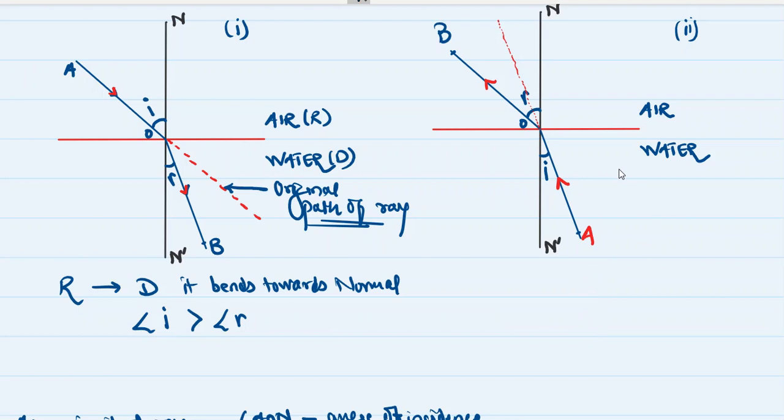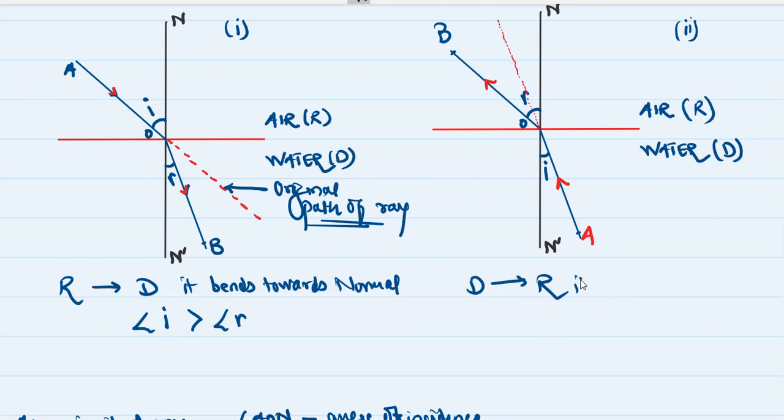In the second case, the ray of light is entering from water to air. So water being the denser medium and air being the rarer medium, the ray of light is entering from denser medium to rarer medium, exactly opposite of what was happening in the first case. Now the ray of light is entering from water to air. And what is happening to it? It is going from A to O, and then from O, its original path is this dotted red line, but it is not going there. It is going away from that line, further away from normal.